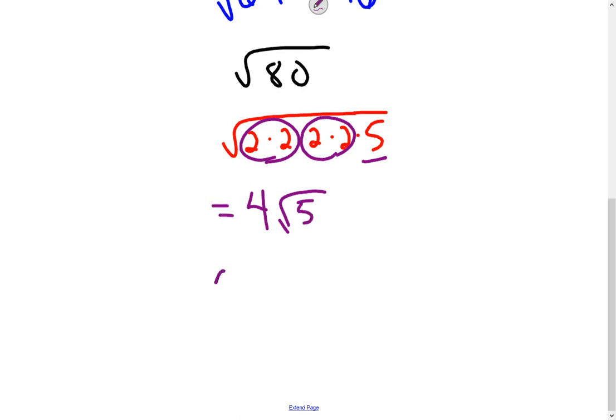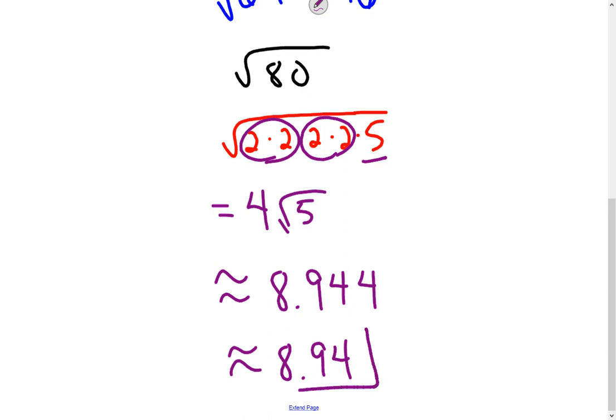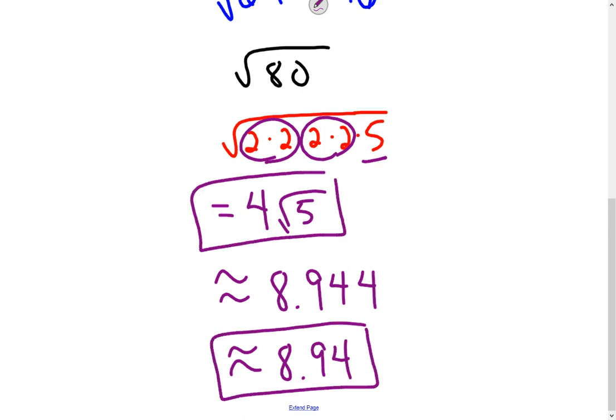Exact. If I wanted the approximate, remember it's asked for the approximate. Now when I type 4 root 5 on my calculator, or the square root of 80, I get 8.944. But this problem asked me to round to the nearest hundredth, so then I would just leave it as 8.94. So there's our approximate value, and here is our exact value.